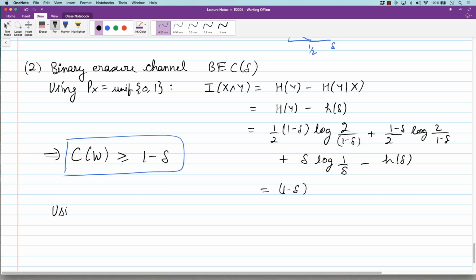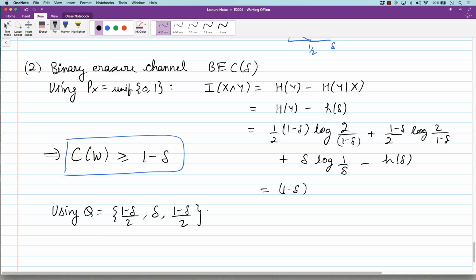Now again, using Q, I use the same output distribution. That's just a guess to see what happens. It doesn't work all the time, but sometimes it works. So this is the output distribution corresponding to the input I've used here.